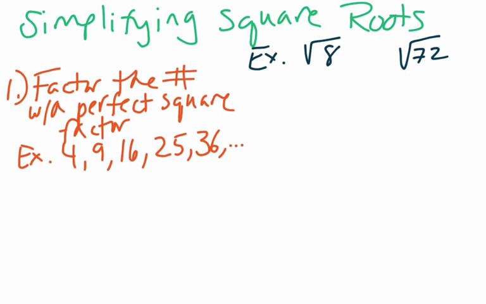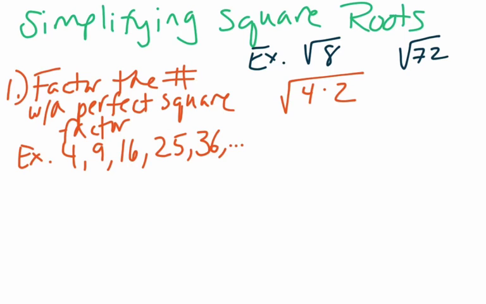Notice things that are not perfect squares. 2 is not a perfect square. 8 is not a perfect square. 8 is a perfect cube, but not a perfect square. 12 is not a perfect square. 10 is not a perfect square. So we are going to look to factor these numbers using one of the numbers on this list. With the 8, I know that 4 is a factor of 8. So I'm going to go ahead and factor the 8.